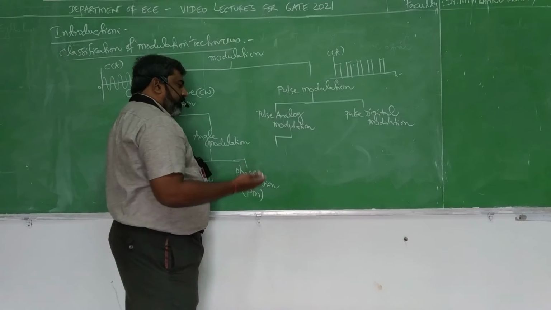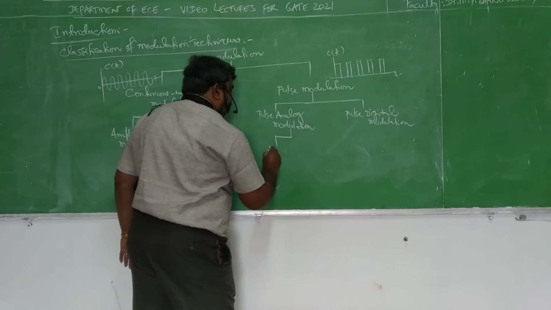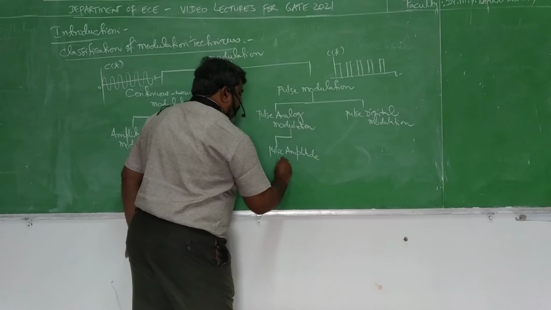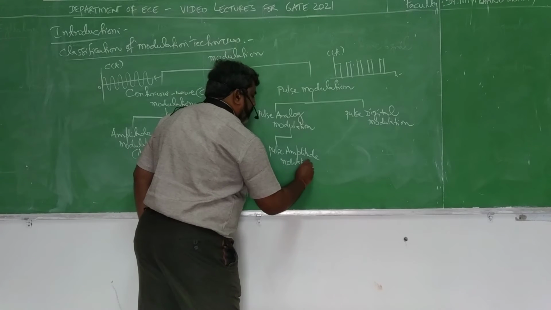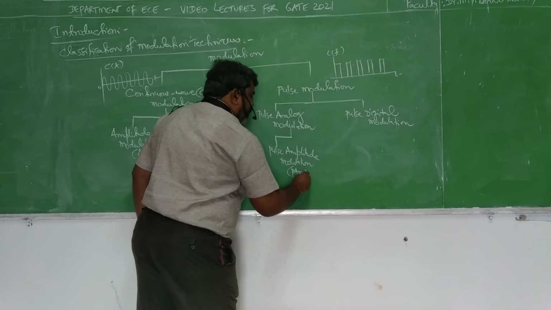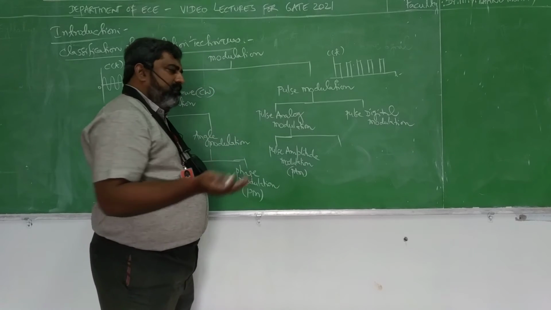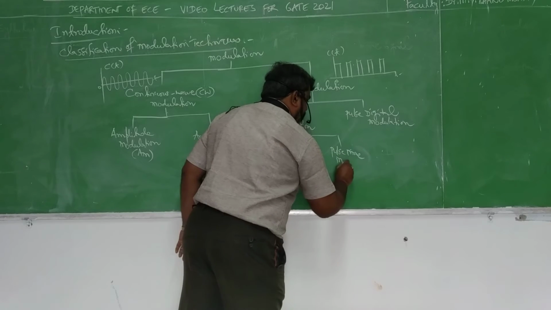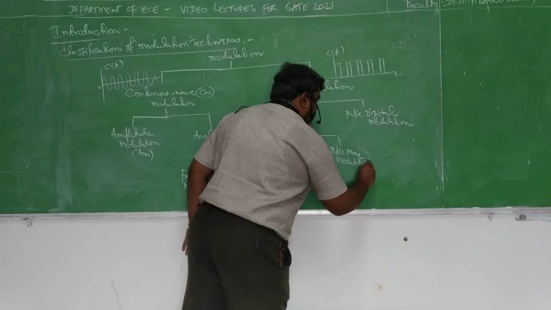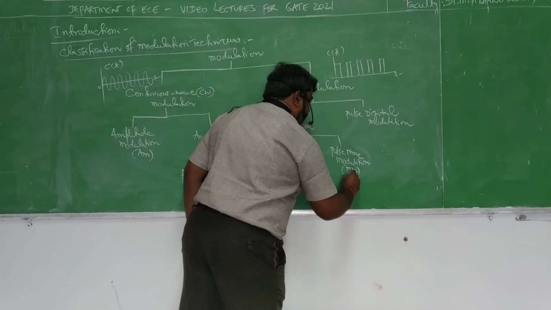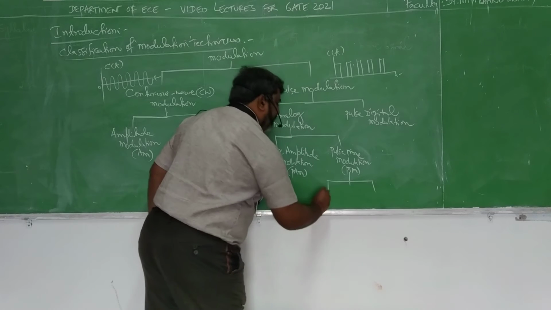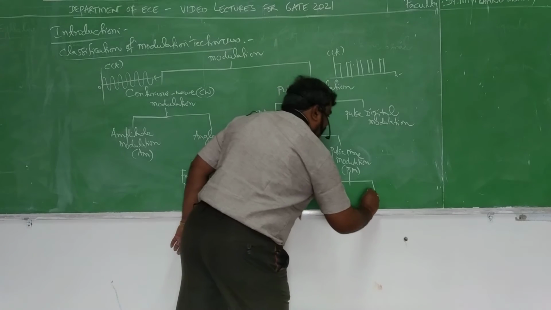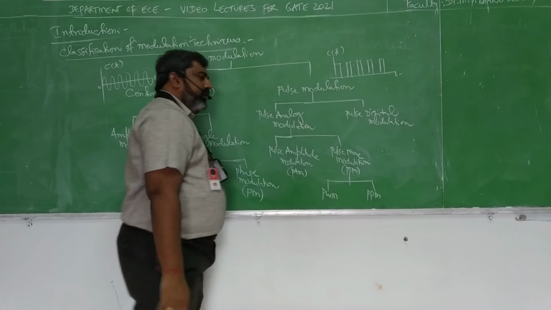But we first classify these into two. One is pulse amplitude modulation, in short called PAM. And the next ones, pulse width modulation and pulse position modulation, are grouped together into what is called pulse time modulation, in short PTM. So under PTM, we have these two techniques: pulse width modulation, also called pulse duration modulation, and pulse position modulation.